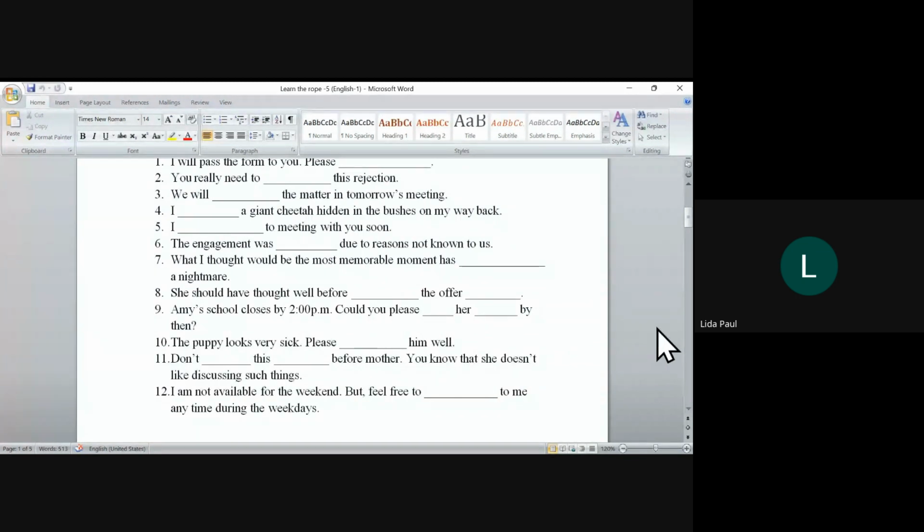Okay. Now, the last one here. I am not available for the weekend, but feel free to dash to me anytime during the weekdays. There's only one left, right? And the answer is reach out, right? Feel free to reach out to me anytime during the weekdays. Now, how about this particular phrasal verb? Can we use it in the separable format?